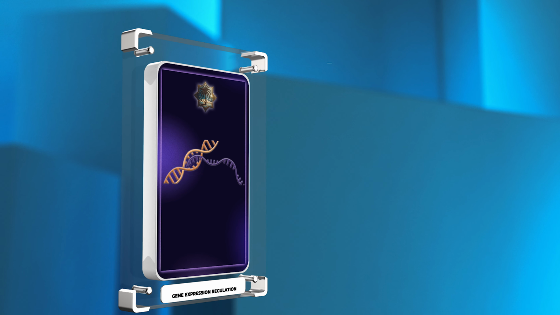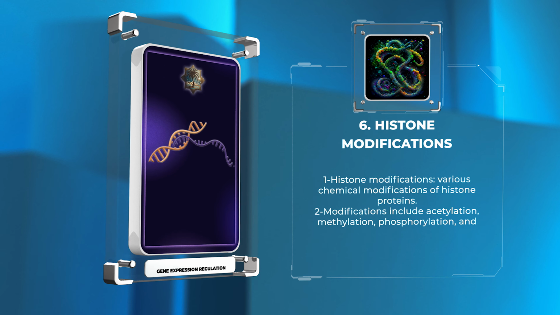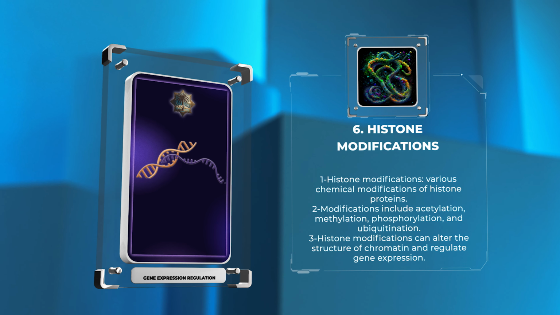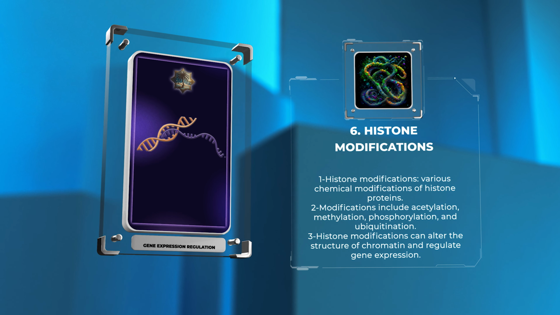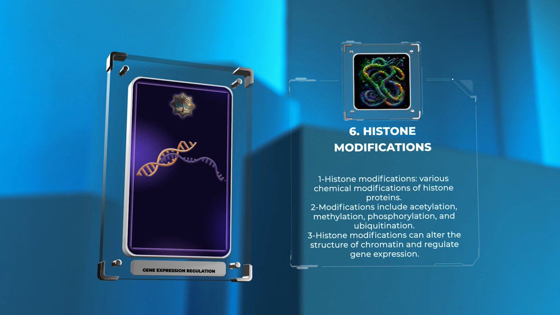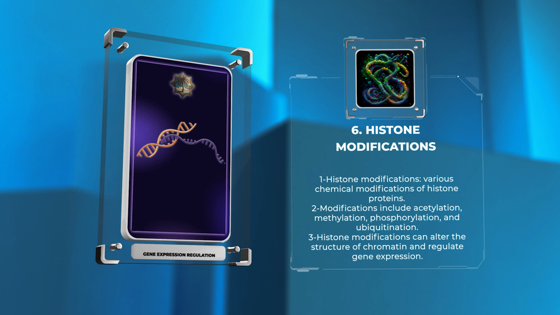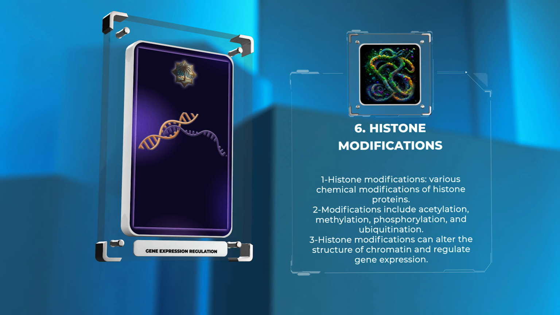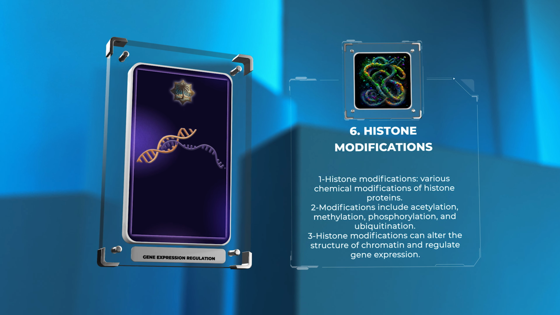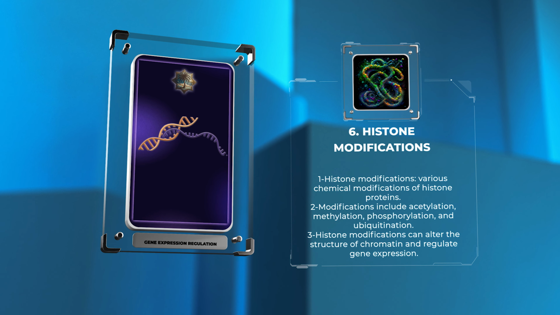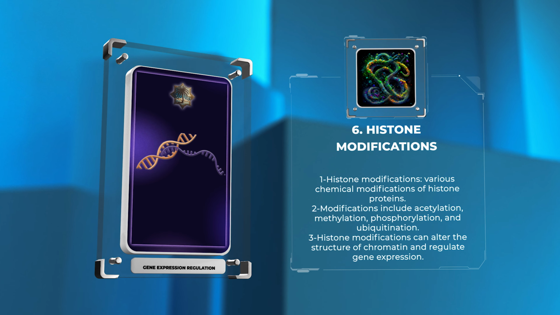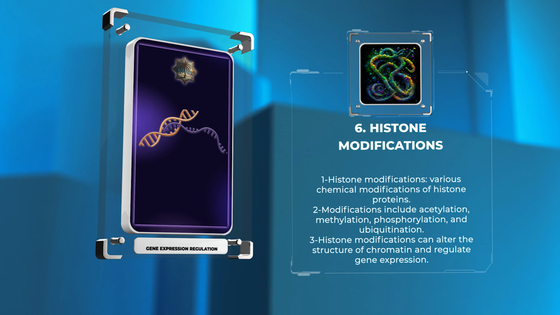Histone modifications refer to various chemical modifications of histone proteins, including acetylation, methylation, phosphorylation, and ubiquitination. These modifications can dynamically alter the structure of chromatin and regulate gene expression. For example, acetylation of histones is generally associated with gene activation, while methylation can have both activating and repressive effects, depending on the specific lysine or arginine residues modified. Dysfunction in histone modifications can disrupt gene regulation and contribute to diseases, including hematological malignancies and autoimmune disorders.